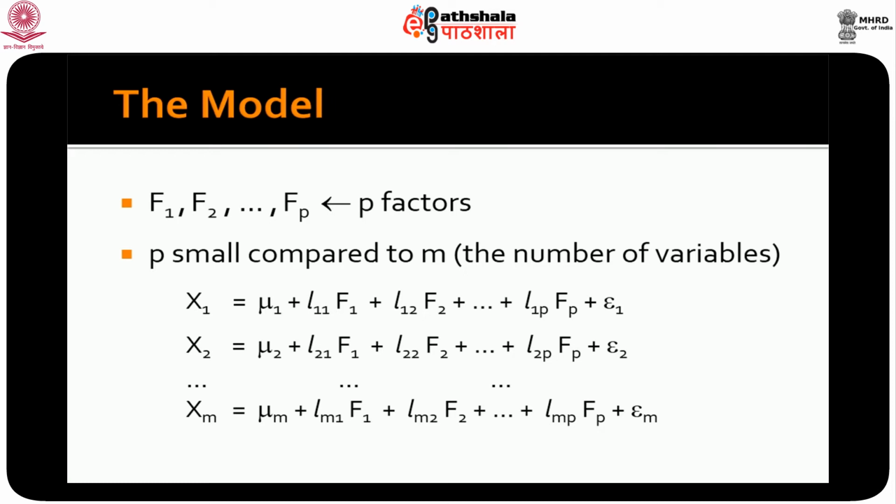Similarly, we can have x2 explained by another combination, and xm explained by an mth combination. So, we can have different combinations leading to the m different variables. One thing that you can note here is that unlike in the principal component, we are going the other way around. There, we were taking linear combinations of the x's to get the principal components. In this case, we are taking linear combinations of the factors to get to the x's themselves. So, it is a reverse direction that we are looking at.